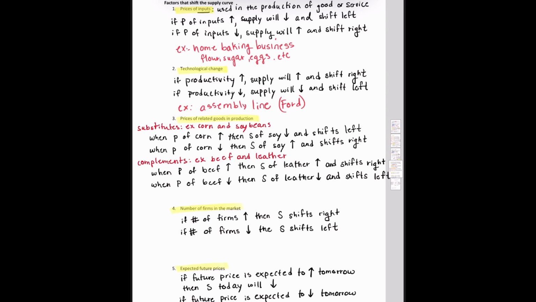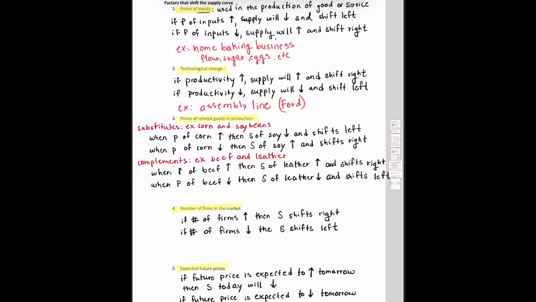Now, related goods in production. Many firms can produce and sell alternative products, substitutes in production. So let's take an agricultural example. Personally, I had to make this decision recently, not with corn and soybeans, but with corn and sorghum. Should I grow corn or should I grow sorghum on this specific piece of land that I own?